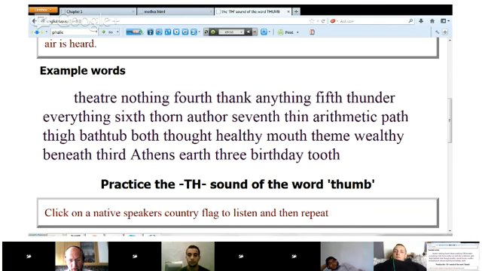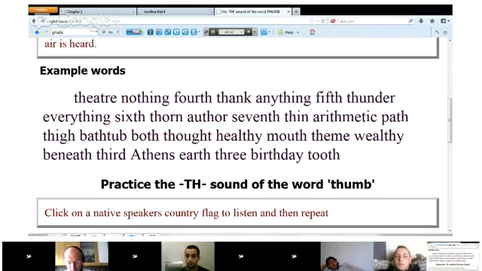And third. Athens. Earth. Yeah, that one, Earth, sometimes people don't know the bird sound and they do a chair sound like earth, but I heard some good earth sounds, like the early bird catches the worm. Yeah, great. Three. And birthday. Yeah, really good sounds all round. And tooth. Good.